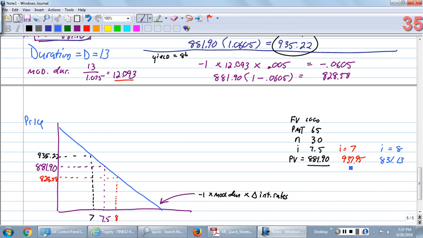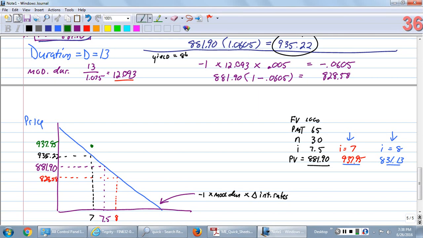Now, let's compare these numbers, which are the actual numbers. This is actually what's going to happen if interest rates go to 7. This is actually what's going to happen if interest rates go to 8. So you can see we're close, but we're off a little bit. If interest rates go down to 7%, this bond's actually going to go up to 937.95. So we're off a little bit. We're off, I don't know, let's see, almost $3, or $2.73, I think it might be, but still a pretty good guesstimate.